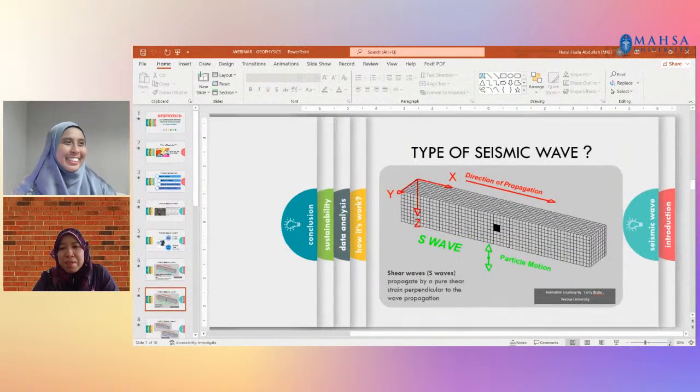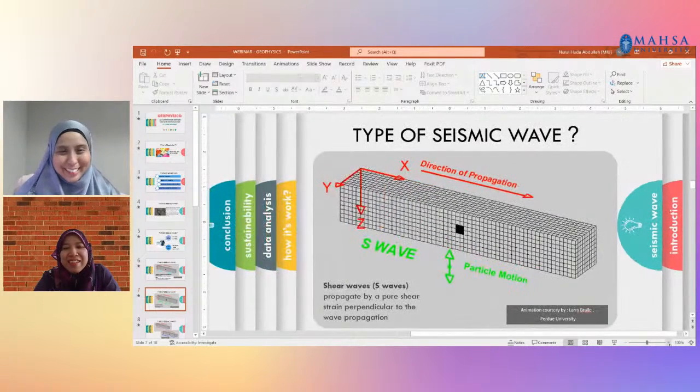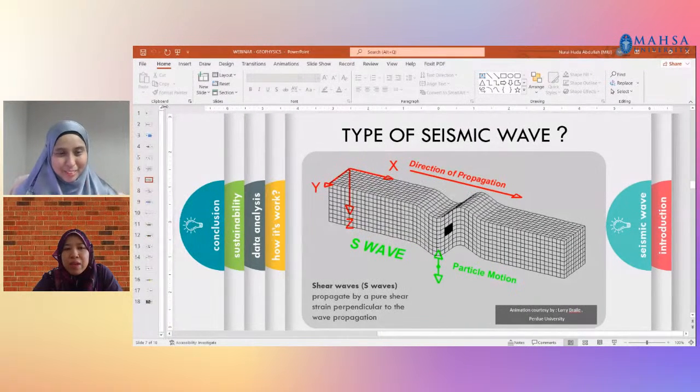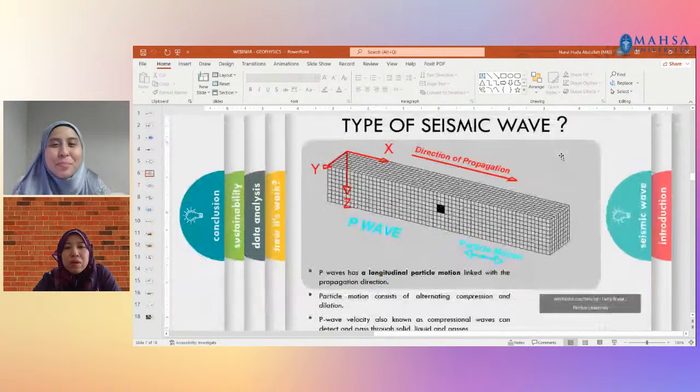Because I think there is some problem. If I press the slideshow, it will not move. Oh, it's okay, it's okay. We can move on with whatever we have. I think I need to manually press the PowerPoint one by one. Okay, so we will continue now.